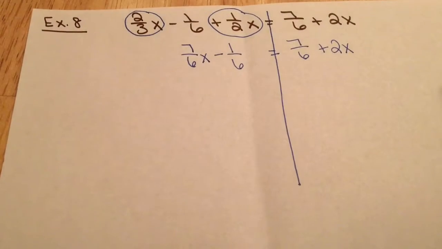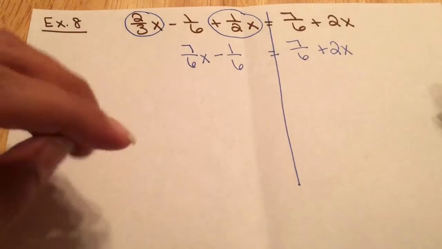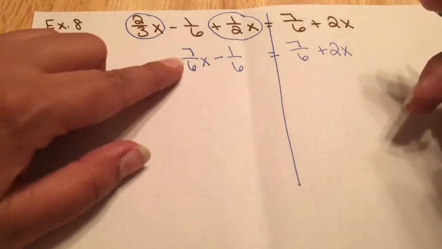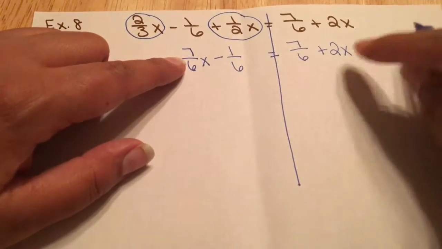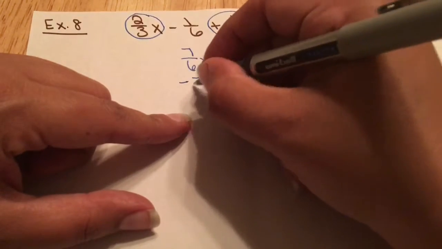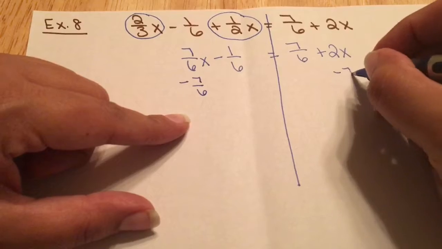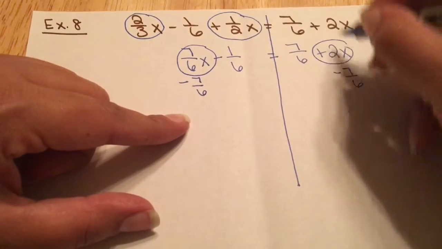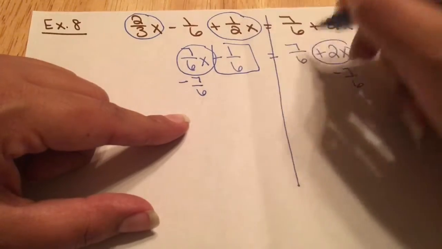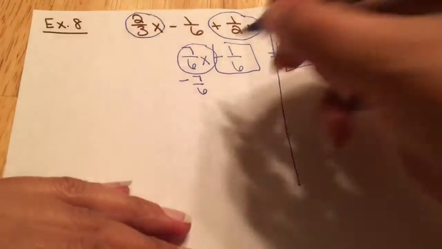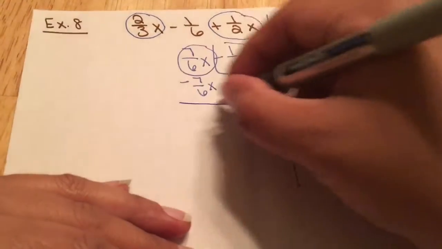Now, step 4 tells us to get all of our variables on one side and all of our constants on the other. I'm going to go ahead and move my 7/6 only because it is smaller than that 2x here. So I'm going to subtract 7/6 from both sides. And I guess I should have said these are my two like terms that I'm getting together, and I'll eventually get these two like terms together, the -1/6 and the 7/6. So I'm going to go ahead and subtract those.